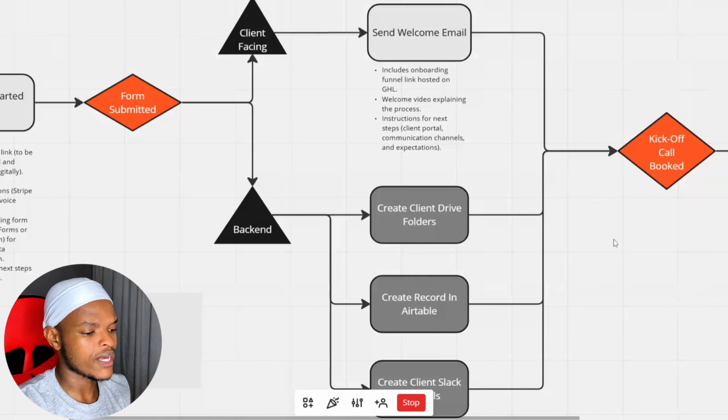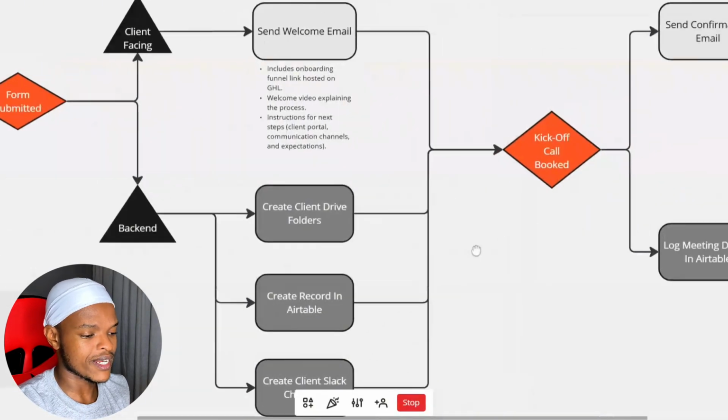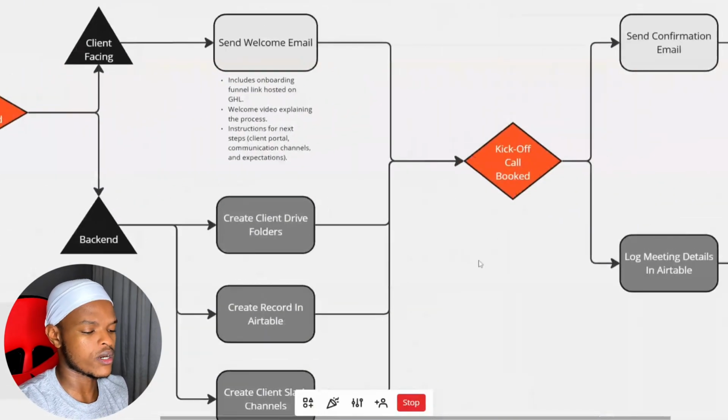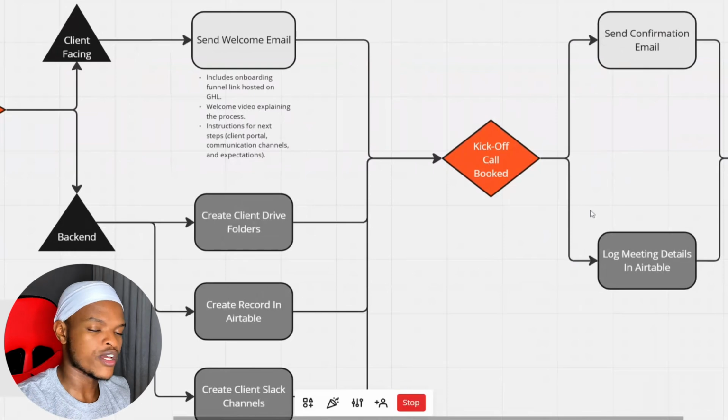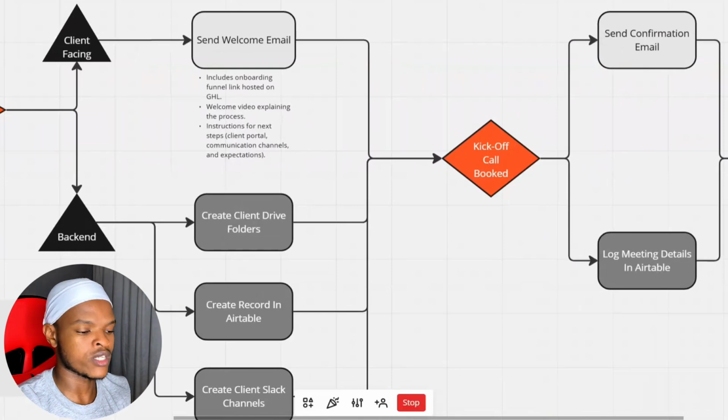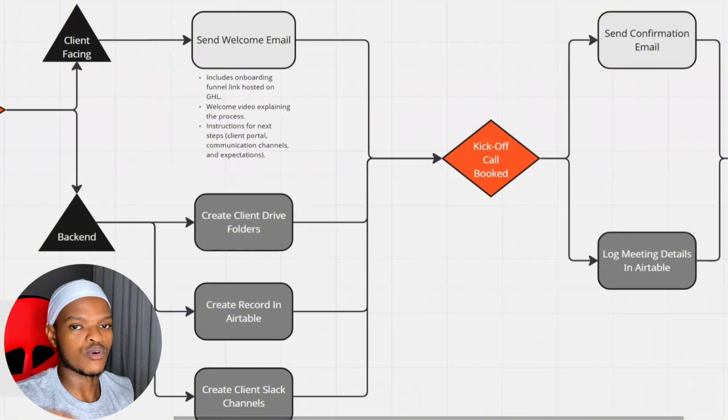Cool. So then once the onboarding call has been kicked off, you can see this one is also a trigger, right? Now this one will be triggered by them booking a meeting, and then you'll send the confirmation email, and then you can go ahead and log those details inside Airtable, inside their client record, to say, okay, cool, the client's onboarding meeting has been booked for this time.